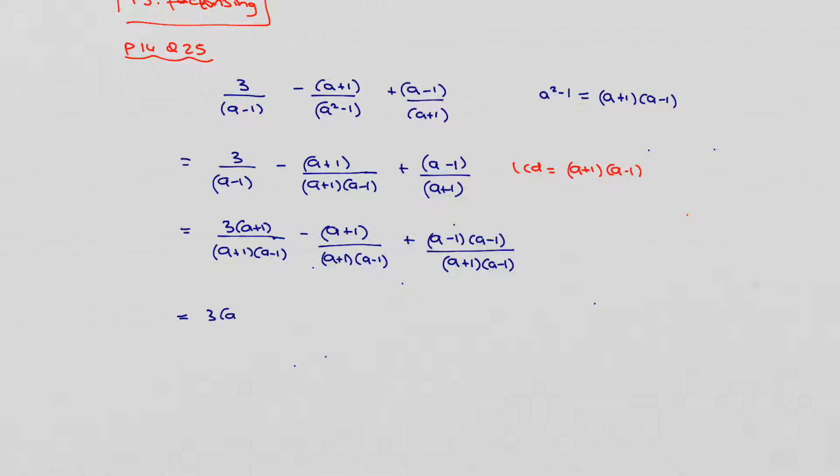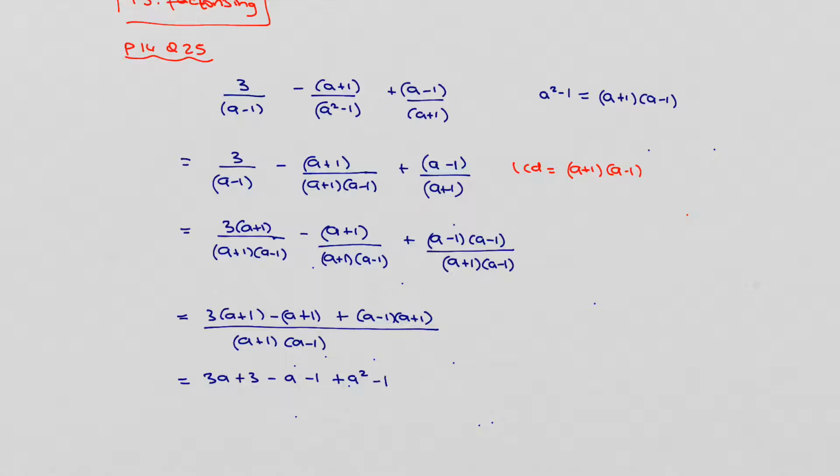So I have the top line, 3 times a plus 1 minus a plus 1 plus a minus 1 by a plus 1. And on the bottom we have a plus 1 by a minus 1. So now we just simply multiply out the top line. So we have 3a plus 3 minus a minus 1 plus a squared plus a minus a and minus 1.